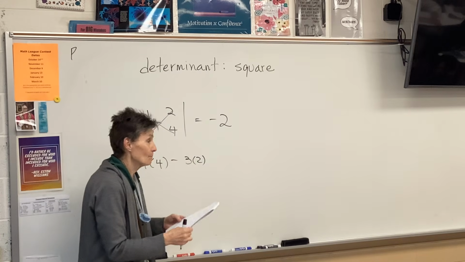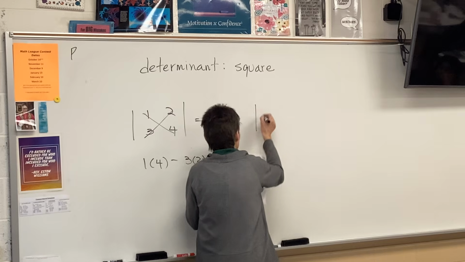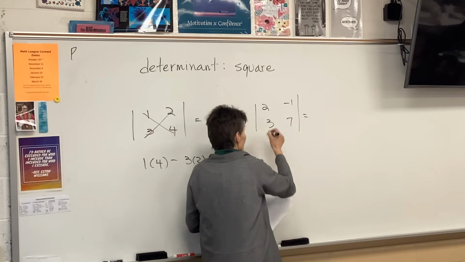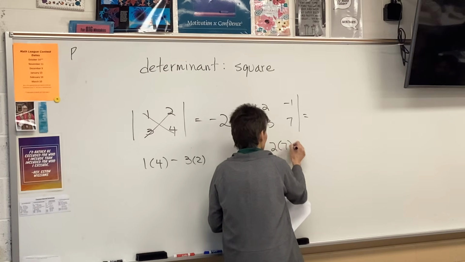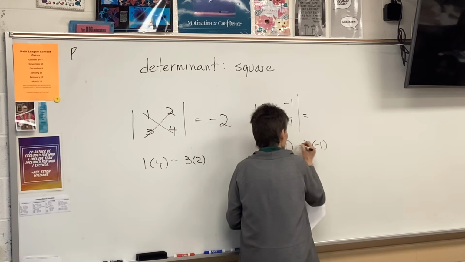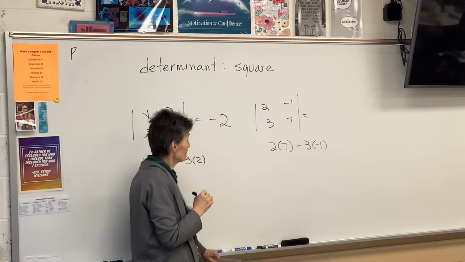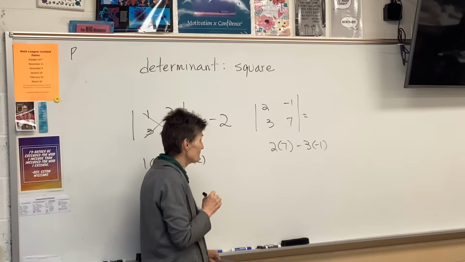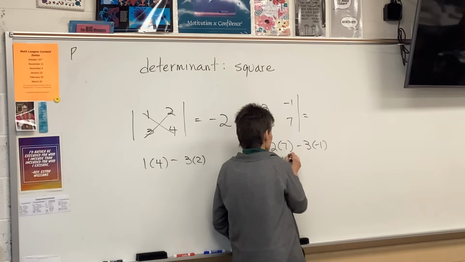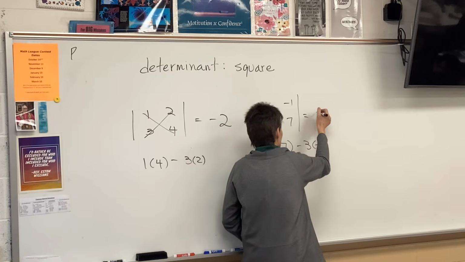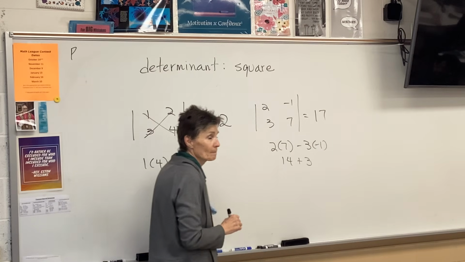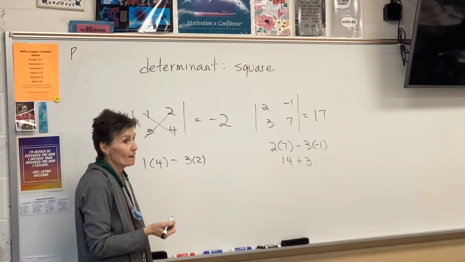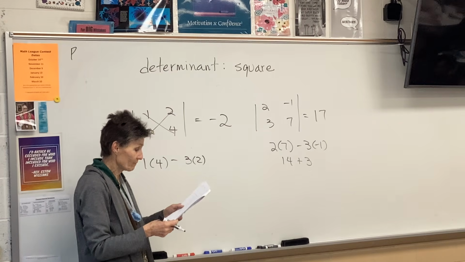Can you do B? What would B be? Two times 7, 3 times negative 1, and subtract them. So what is that? Watch your arithmetic. Isn't it 14 plus 3? So that's going to be 17. Matrix operations are really easy, but there's a lot of arithmetic, and so you have to be careful.